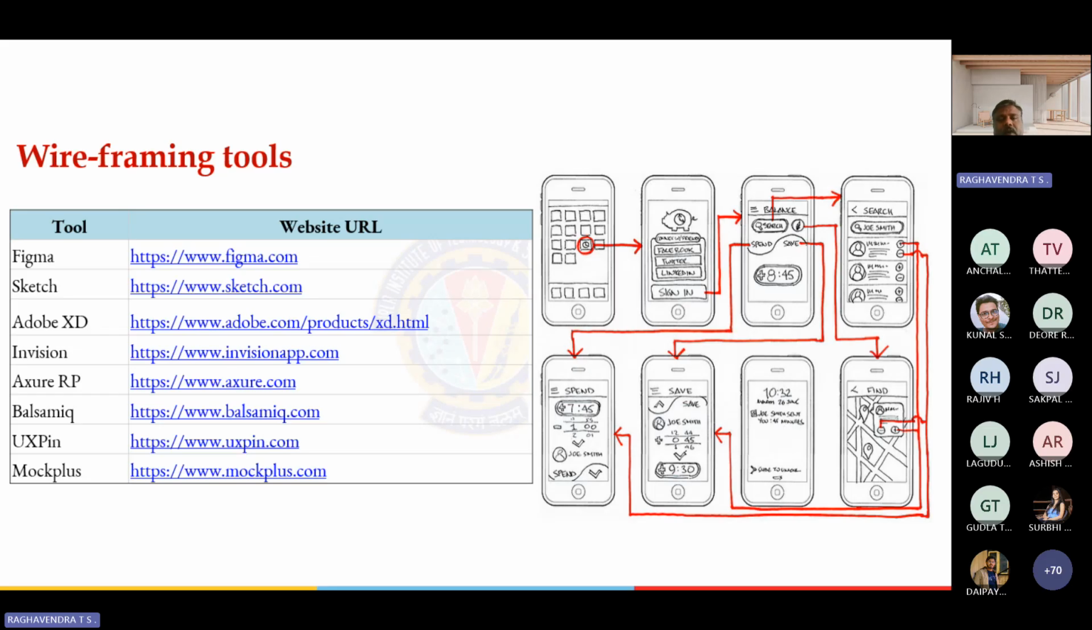So these are different wireframing tools which can be used here: Figma, Sketch, Adobe, InVision app, Axure, Balsamiq, and UXPin, Mockplus, right? So all these are available, the tools which can be used in order to wireframe it.